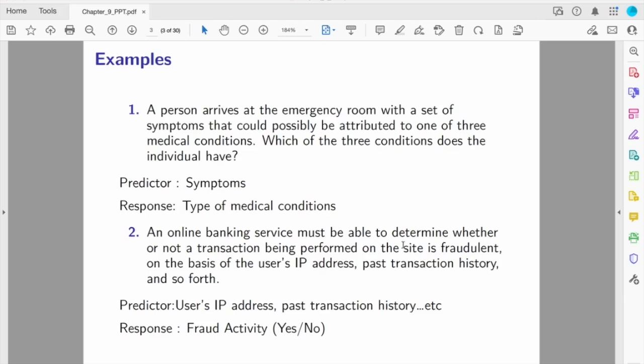Or if you have an online banking service, it must be able to determine whether or not a transaction being performed on the site is a fraud, based on many variables such as IP address, past transaction history, and so forth. In this scenario, what are the predictor variables? The IP address, past transaction history, maybe the place, and so on. Given all of this information, we are trying to classify this observation as a fraud activity or not.